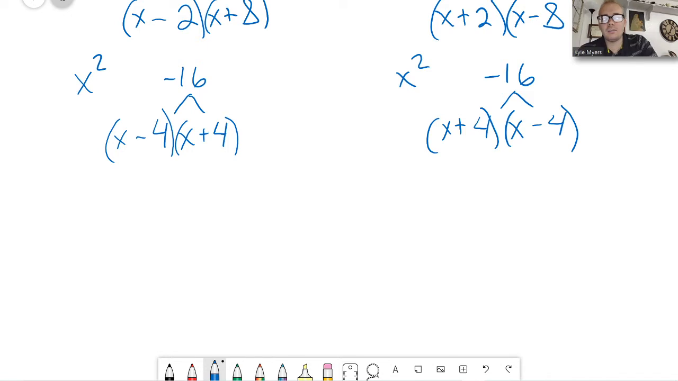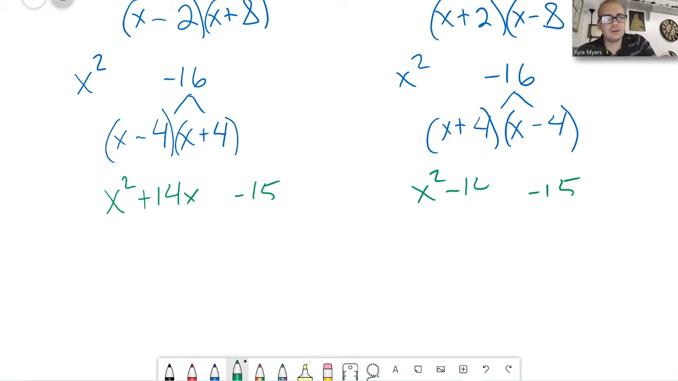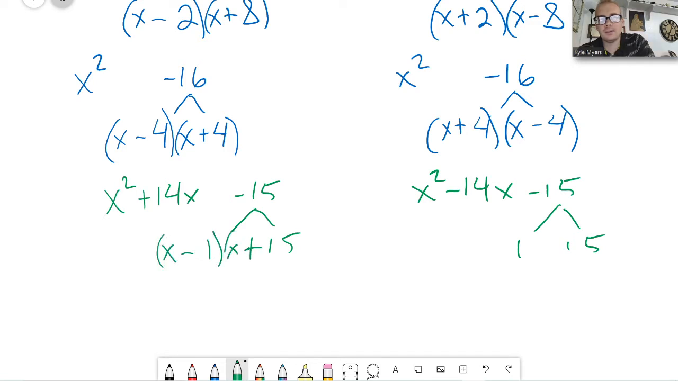Alright, so then that ends my 16s. So we'll move on to 15s. X squared minus 15. Let's see, 14 would be first. So plus 14x minus 14x. Two things that multiply: 1 and 15. So here I want a minus and then a plus. Here I would want a plus and then a minus.